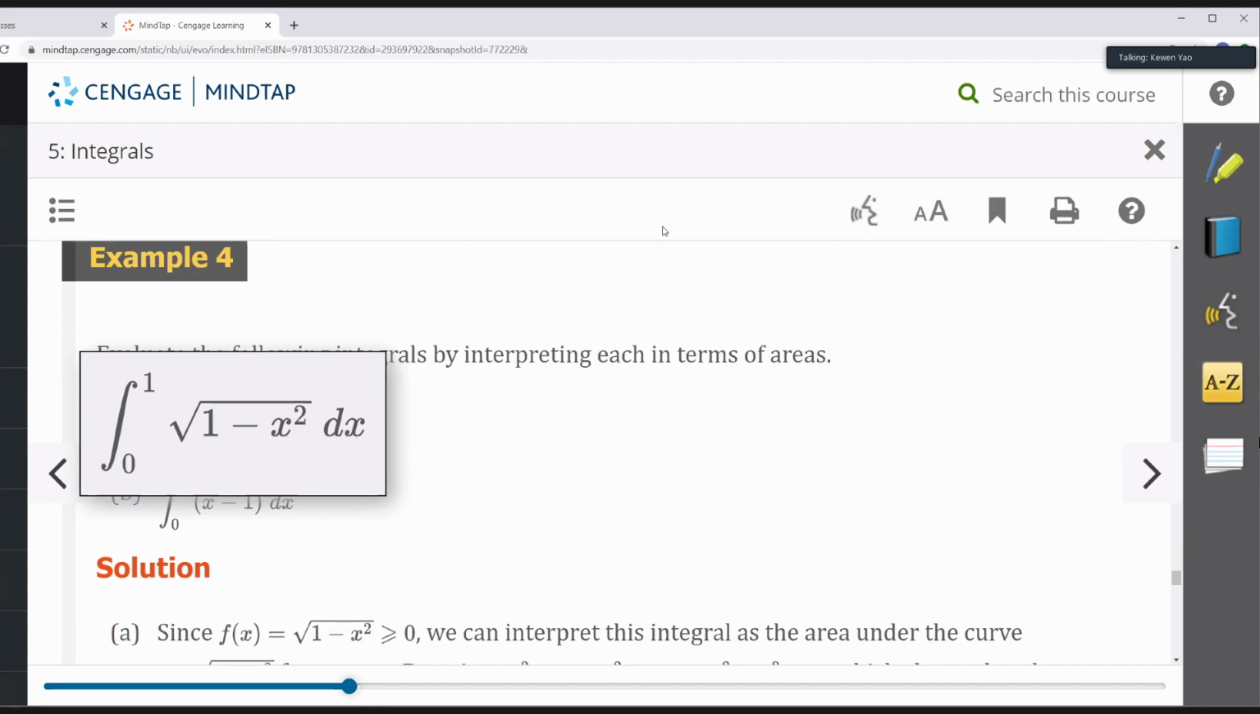Okay, let's use the meaning for this. What does this mean? It means the function is y equals f(x), which is square root of 1 minus x squared. And the interval is from 0 to 1. Interval from 0 to 1.